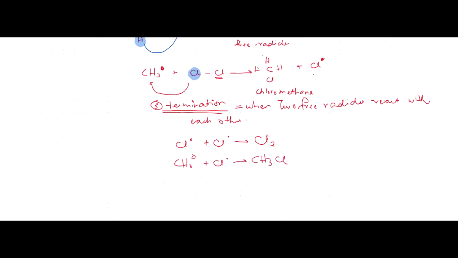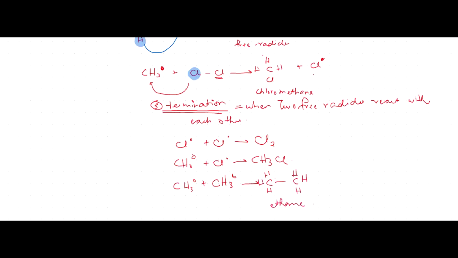And what is the third possibility? The third possibility is that maybe there are two methane free radicals, because remember, these reactions are happening simultaneously in huge numbers. It's not just one reaction. All of these reactions are happening side by side. So maybe one methane free radical can react with the second methane free radical. The result is maybe you'll get ethane. So the reaction stops. This is termination.